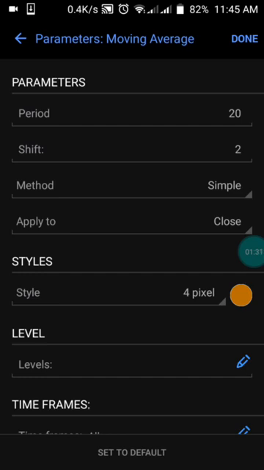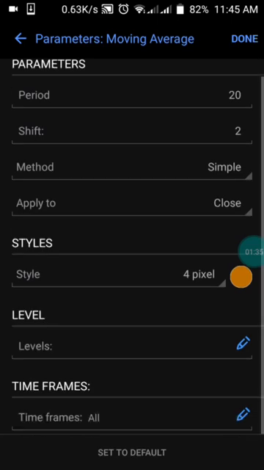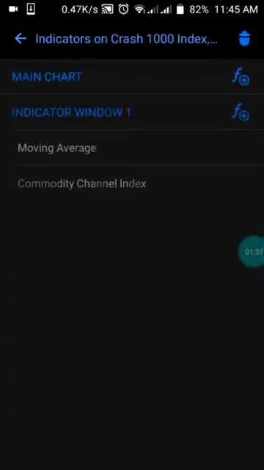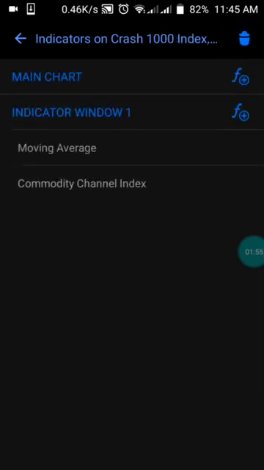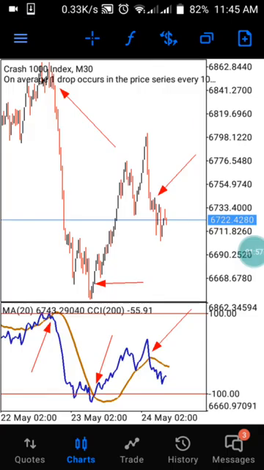Then we have our style here, which is the line, and we have our color here. You can choose any color of your choice. Then you press done. Then we have the second indicator here, which is the Commodity Channel Index. In our Commodity Channel Index, we have the period of 200, applied to open, and we have our style in blue color. Then you just press done. By doing this, you will have the same thing that I have here on my chart.